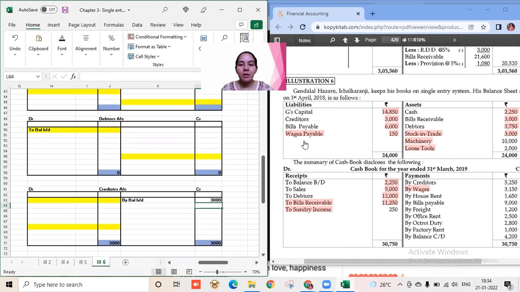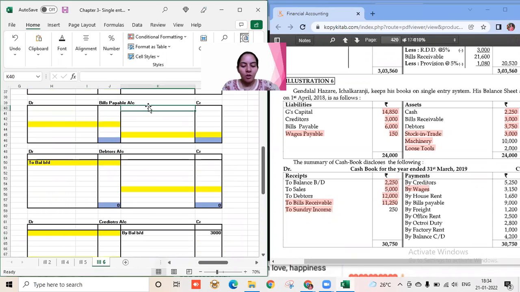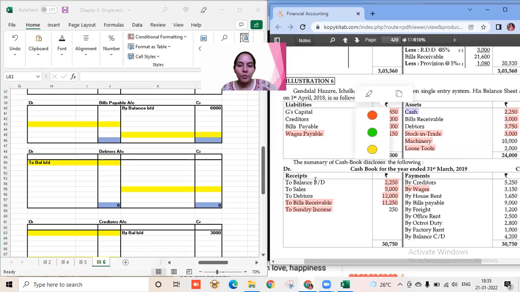Okay. Then we have bills payable. We also have a ledger for the bills payable. So on the credit side, by balance brought down for the bills payable, which is 6,000. So put it in the outer column in the ledger, 6,000. Wages payable, we have an outstanding. So when we are going to do the wages adjustment, at that time we are going to write it. Then we have cash. Okay, so cash is going to be brought down here. So we need not do any adjustment.